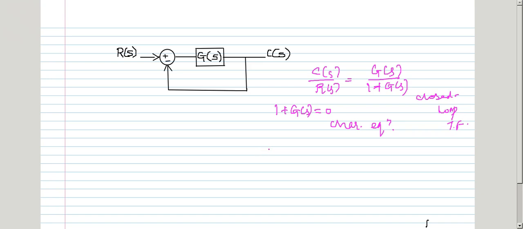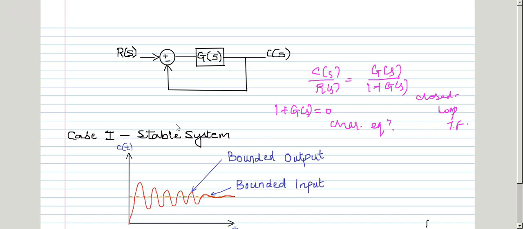Here a question may arise: why do zeros not contribute to the stability? The answer is that zeros simply change the magnitude of the system's response. Now we will be discussing different types of systems. The first case is the stable system. The stable system follows the bounded input, bounded output stability.